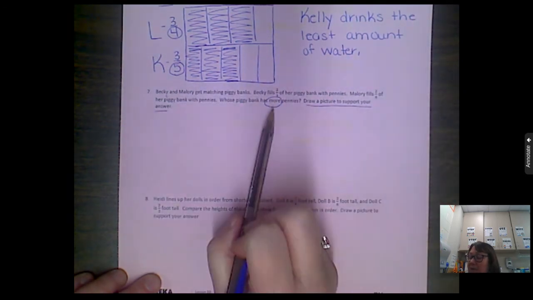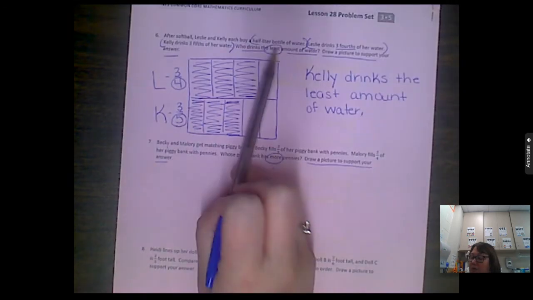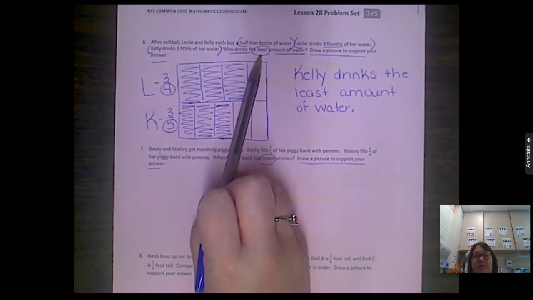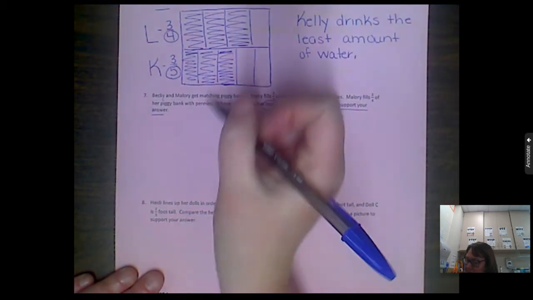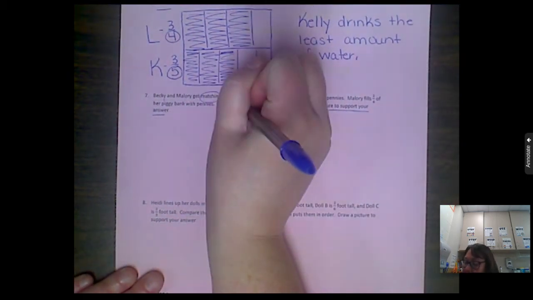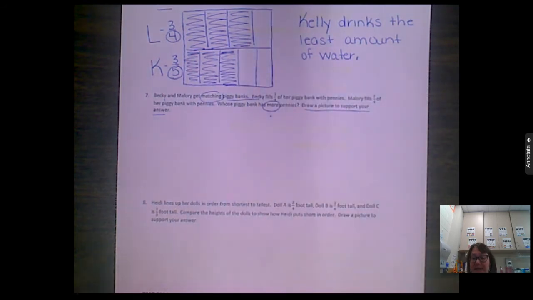So this time we want to know which one has more. The water bottles, we wanted to find out which one had the least. This one is who has the most, okay? So let's take a look. So they have matching piggy banks. That means that the holes are the same size to start out with, right? When we compare fractions, we need them to be the same size to start out with.